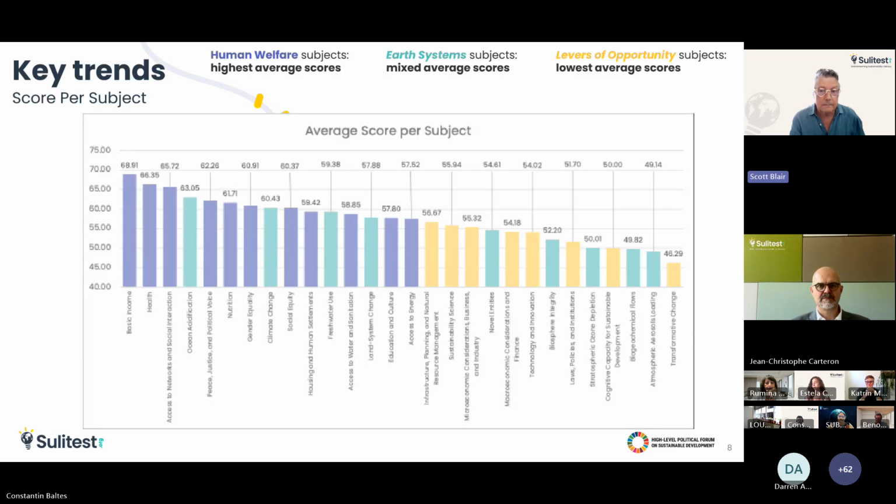Next slide, please. Here we have the key trends on the score per subject. There are all those subjects that you saw in JC's previous slide. And you can see that on the left-hand side, the human welfare subjects tend to aggregate among the higher scores. On the far right-hand side in yellow, you see the levers of action and opportunity, essentially solutions for sustainability, that tend to collect in the lower areas of scores. And then Earth systems, the bluish-green bars that are scattered really across the entire 28 subjects.